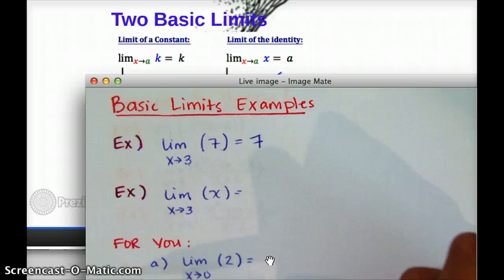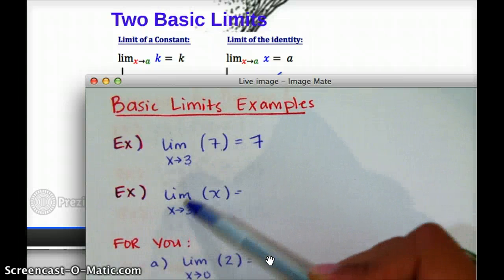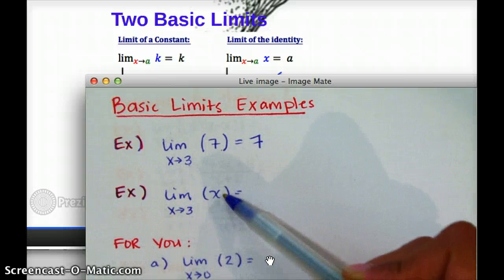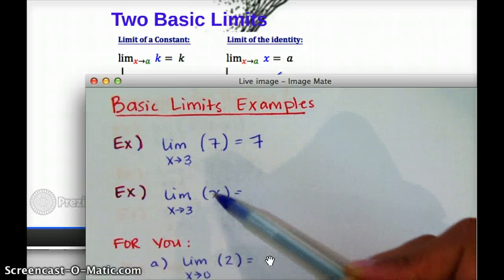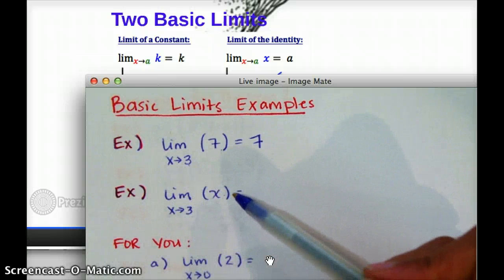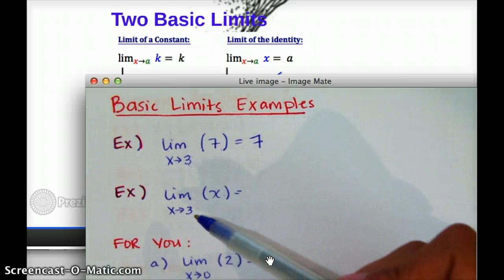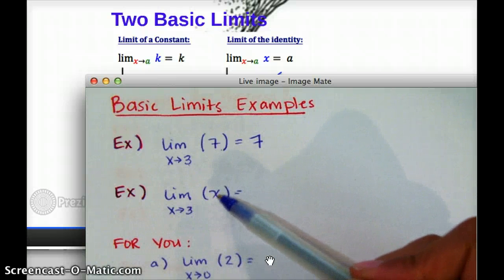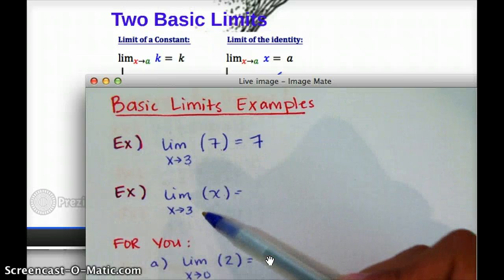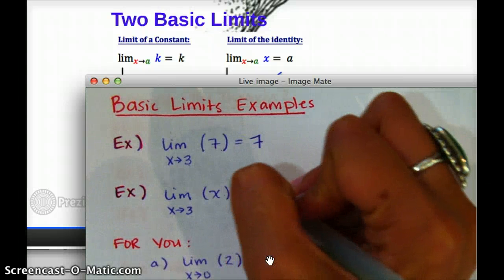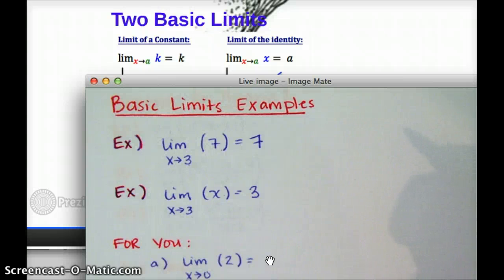Example number 2. The limit as x approaches 3 of x. x is the identity function. So this is a limit of the identity. And the rule for the identity says as x approaches a, the limit of x is going to equal a. And in this case, a is 3. So the limit as x approaches 3 of x equals 3.